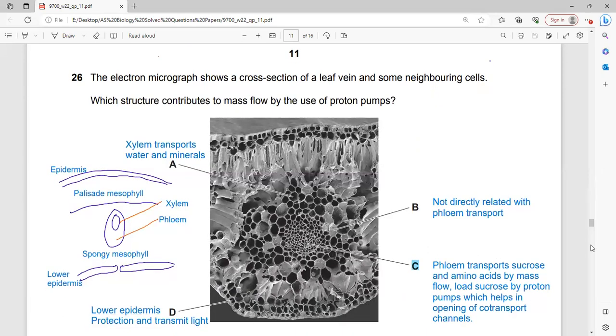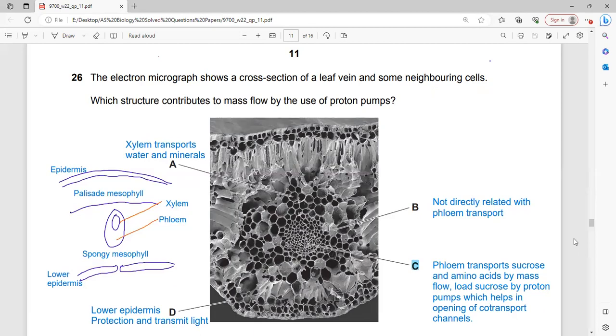The next question is about the bifacial leaf. The electron micrograph shows a cross section of the leaf with some neighboring cells. Which structure contributes to mass flow by the use of a proton pump? This is the mass flow method of the flow of photosynthetic products in the phloem. So we need to know the structure of the leaf.